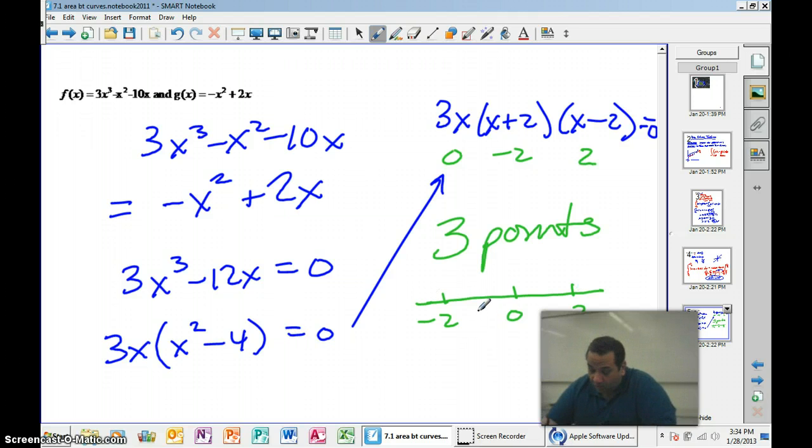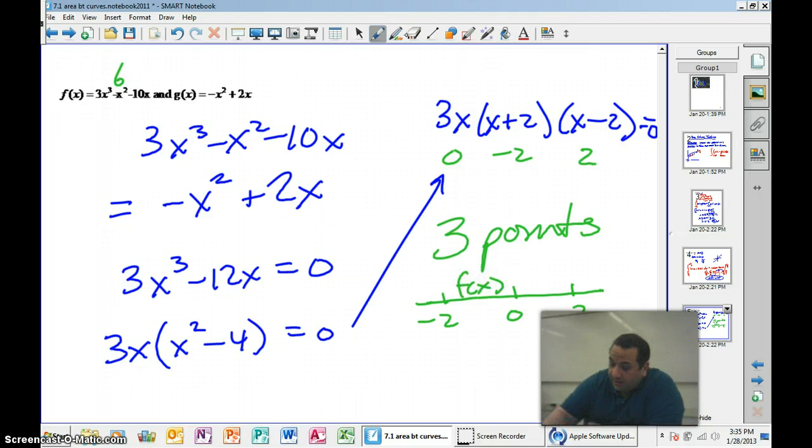Let's choose negative 1. If I plug in negative 1 into this guy, I'm going to get negative 3 minus 1 is negative 4, and 10 is 6. If I plug in negative 1 into this guy, I'm going to clearly get something less than 6. So here, f of x is greater.